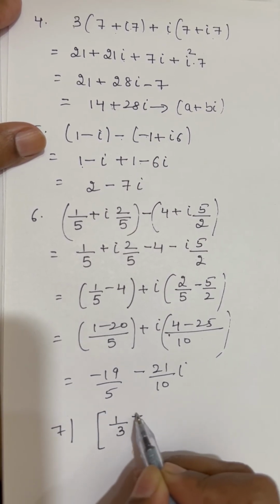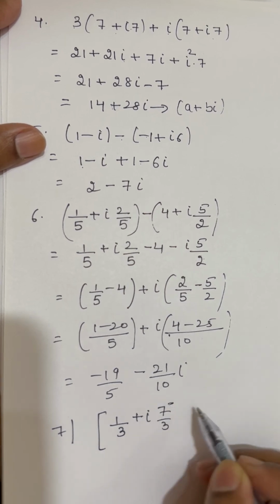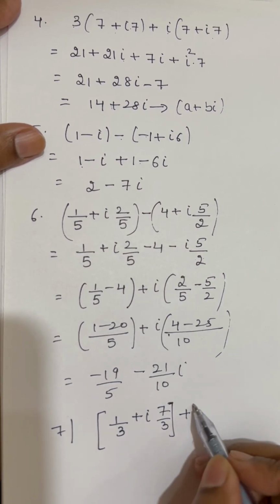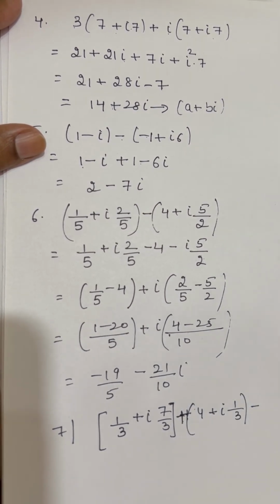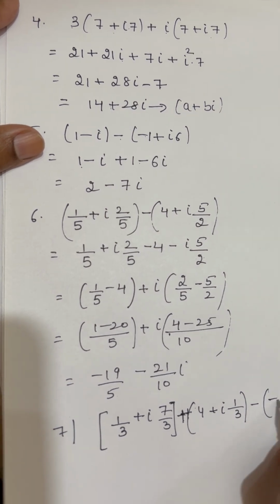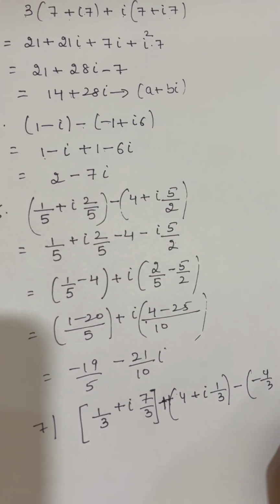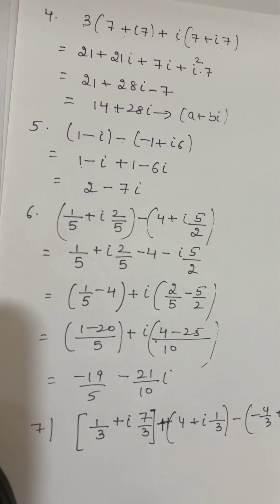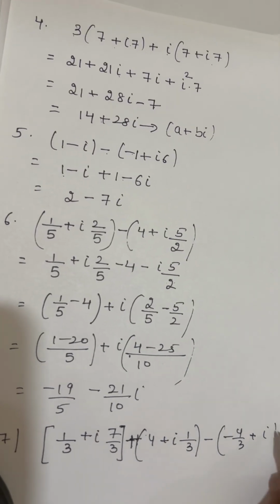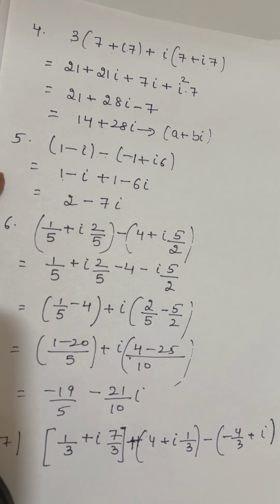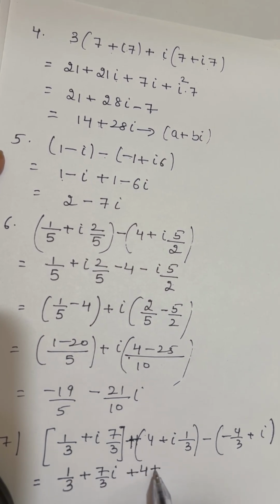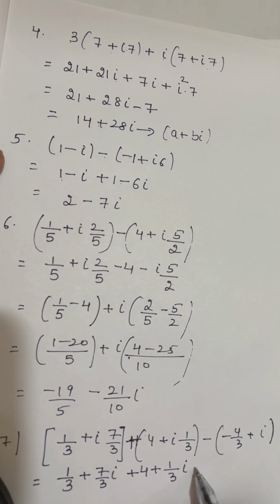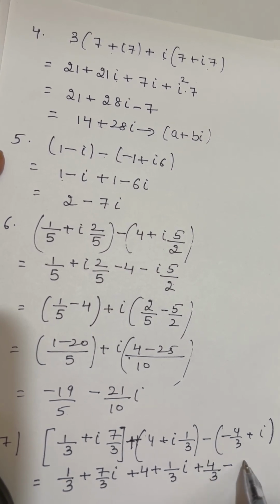1 upon 3 plus iota 7 upon 3 plus 4 plus iota 1 upon 3 minus 4 upon 3 plus iota. So this is the question. So in this question also, simply open the brackets. So this becomes 1 upon 3 plus 7 upon 3 iota plus 4 plus 1 upon 3 iota, माइनस है तो साइन चेंज, प्लस 4 upon 3 माइनस आयोटा.